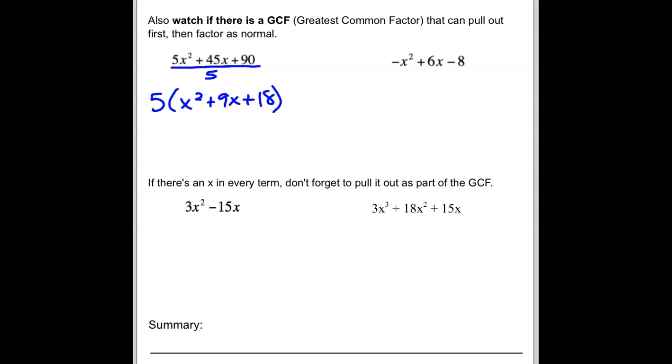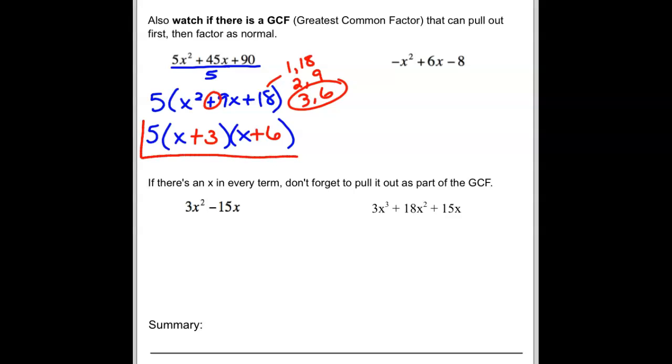Now that 5 is still a factor. We're going to leave it in front. We're going to split up our x squared again. And now we need numbers that multiply to be 18. So 1 and 18, 2 and 9, 3 and 6. We could also have both of them be negatives, but since our middle term is positive, we are going to stick with the positive numbers. We want it to add up to 9, so we're going to choose the 3 and the 6. So our answer has to include all 3 of these pieces, the 5, the x plus 3, and the x plus 6.